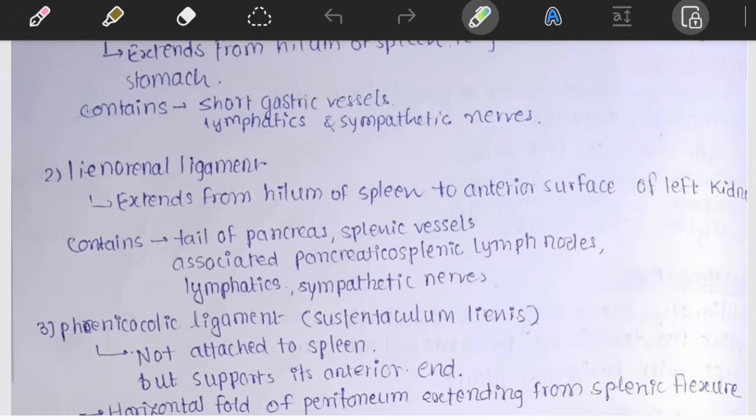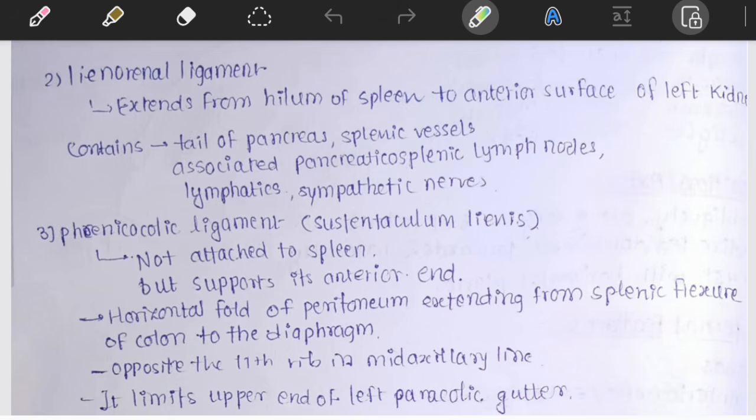Second one is the splenorenal ligament. It extends from the hilum of the spleen towards the anterior surface of the left kidney, and this ligament is clinically important because it contains the tail of the pancreas, splenic vessels, pancreatico-splenic lymph nodes, lymphatics, and sympathetic nerves. Now notice something, that the tail of the pancreas actually reaches the splenic region. That's why this is the spleen and this is the tail of the pancreas, and that's why pancreatic disease and splenic anatomy can sometimes become closely related.